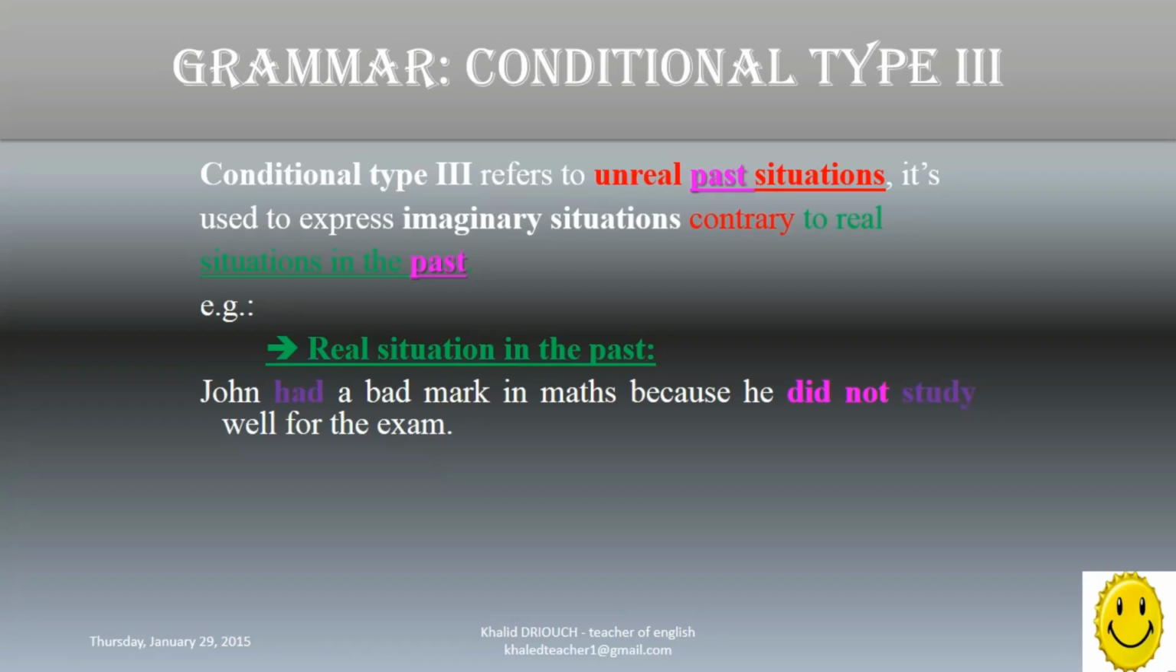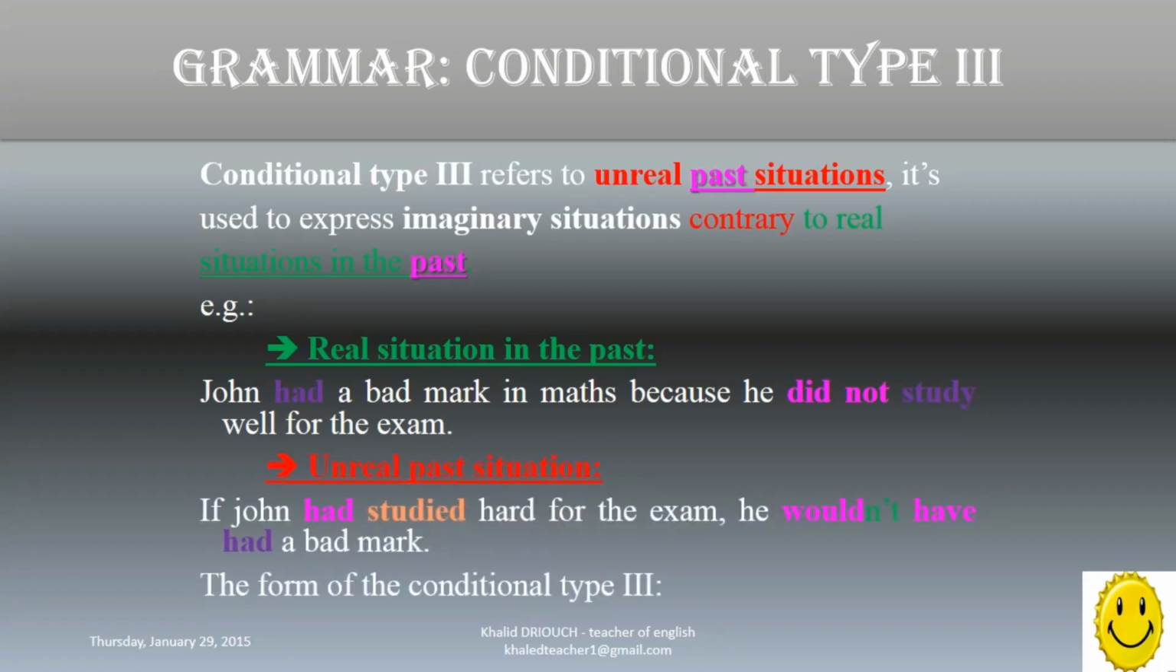An example would help us to understand better. Let's say we have a real situation in the past. A real situation means something that really happened. John had a bad mark in maths because he did not study well for the test. This is a real situation that happened and we cannot change it. But we can imagine the opposite. We can imagine the thing that didn't happen.